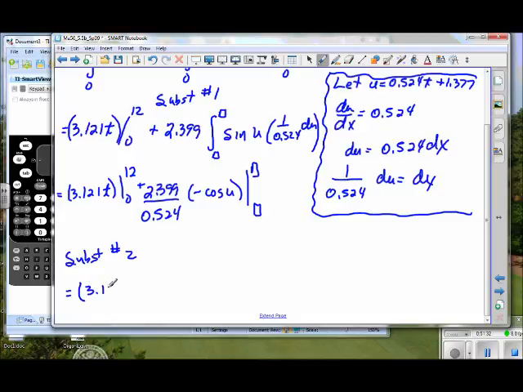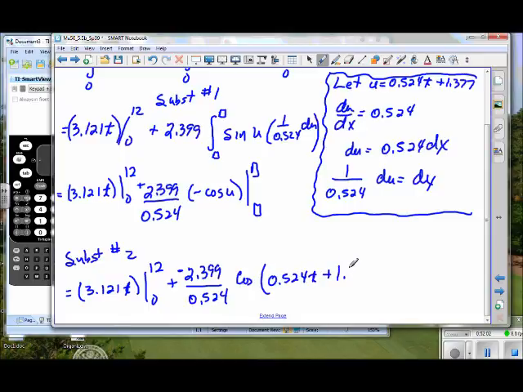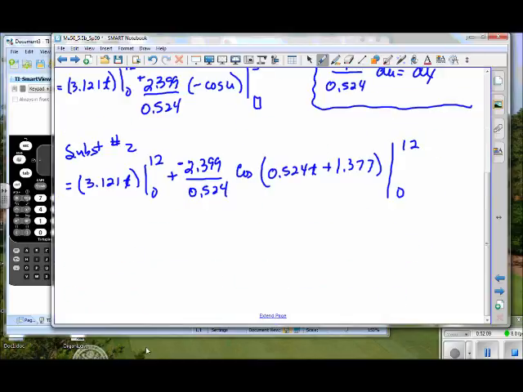So we have 3.121t integrating from 0 to 12 plus, for now, 2.399 divided by 0.524, and I'm going to pull that negative. We can put that negative out here. And this is going to be cosine of, and u is again 0.524t plus 1.377. And all of that second piece gets integrated from 0 to 12.